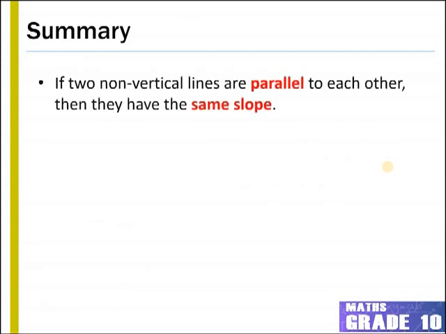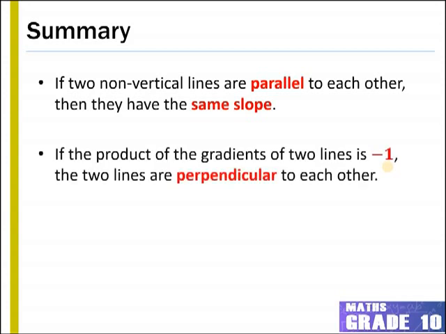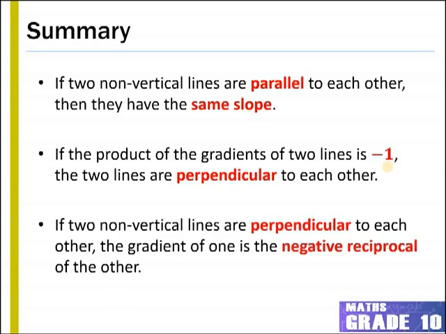To summarize, if two non-vertical lines are parallel to each other, then they have the same slope. If the product of the gradients of two lines is negative 1, then the two lines are perpendicular to each other. If two non-vertical lines are perpendicular to each other, the gradient of one is the negative reciprocal of the other.